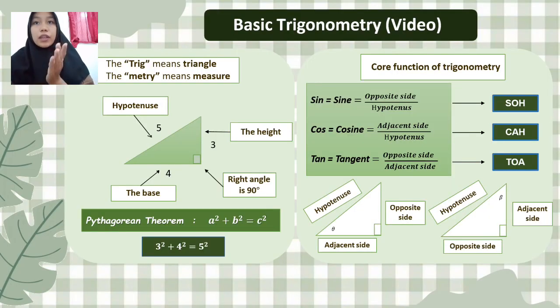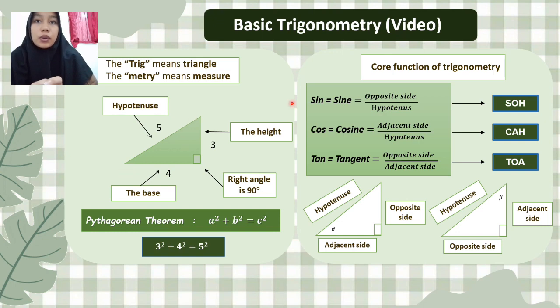Okay, this is from the video basic trigonometry. The trig means triangle and the metry means measure. This is the hypotenuse, and this is the height and this is the base. The right angle is in front of the hypotenuse. Pythagorean theorem is a squared plus b squared equals c squared. For example, 3 squared plus 4 squared equals 5 squared.